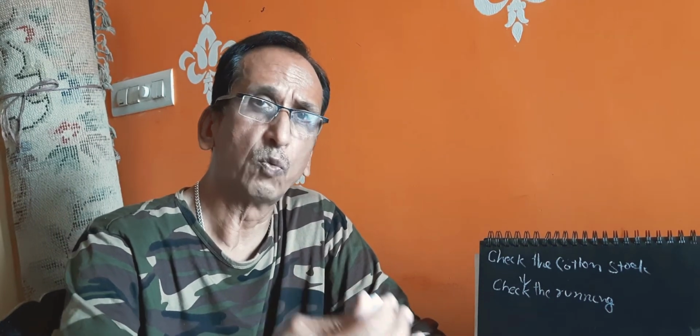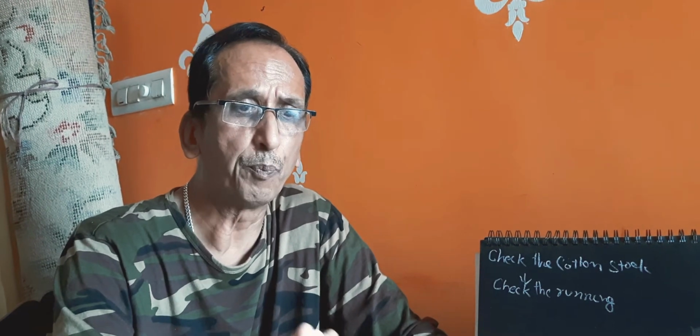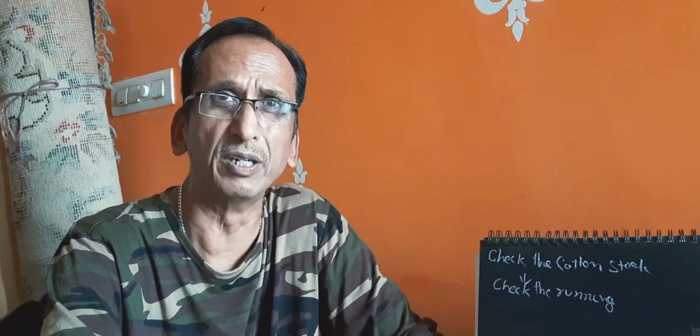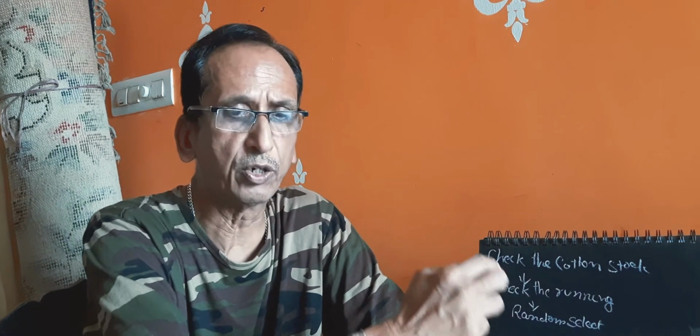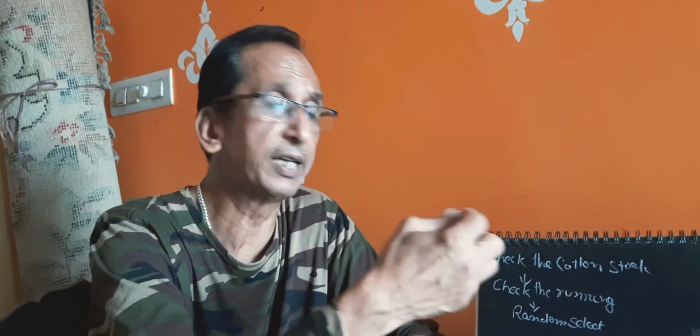And another is what is the position of the entire material in the yarn godown. So from the godown, you randomly select 20 cones. Randomly select 20 cones from 20 cartons.